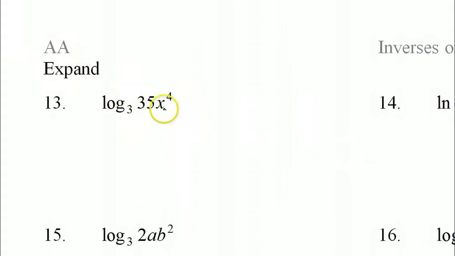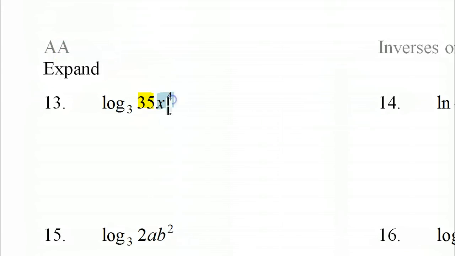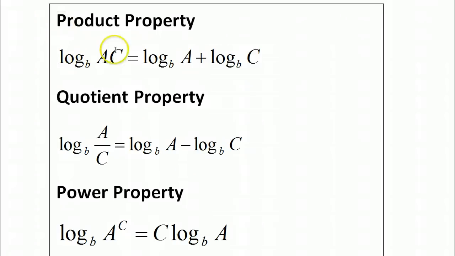Okay, put your pencil down, no pencils. We are supposed to expand these next few problems. When you look at this, I need you to see this in parts. So we've got the 35, and then we've got the x to the 4th power. Okay, that has to be split apart. All right, we're talking about the product property here. The log of something times something equals the log of the first thing plus the log of the second thing. So this is the log of AC.